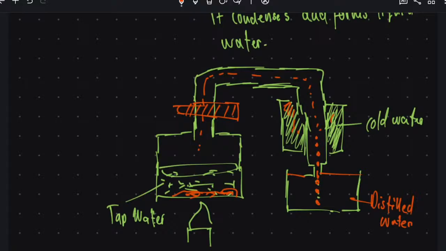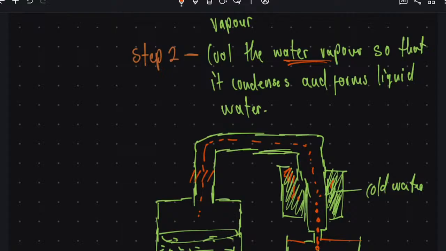So distilled water is water that was collected after this process. Step one, you heat the water until it's a gas. Step two, you cool the water so that it condenses and forms liquid water. Okay?